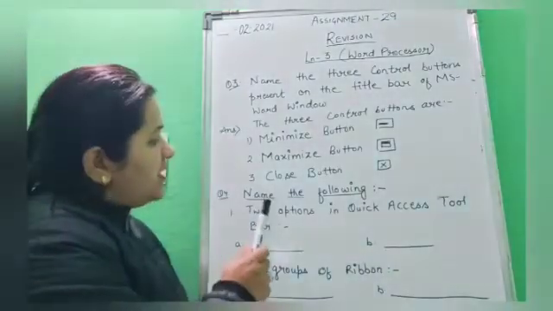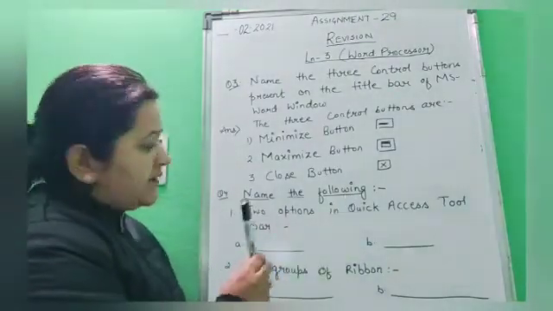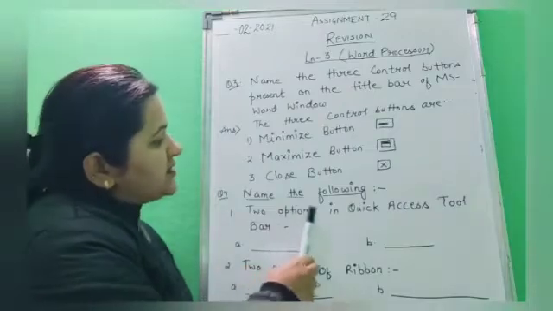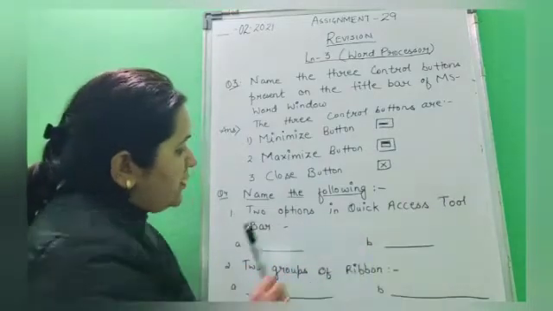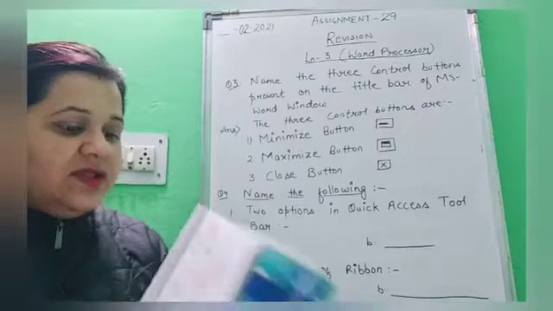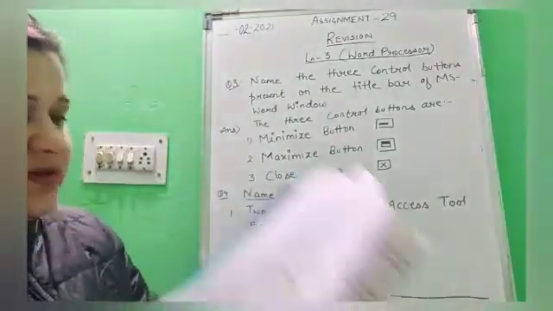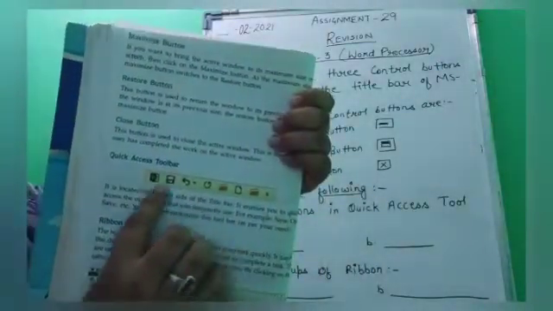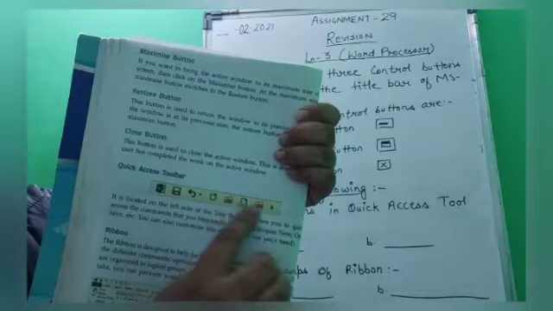Question number 4. Name the following. First is two options in the quick access toolbar. Now children, this is at the top. This is your quick access toolbar. See, these are the various options present under this quick access toolbar.